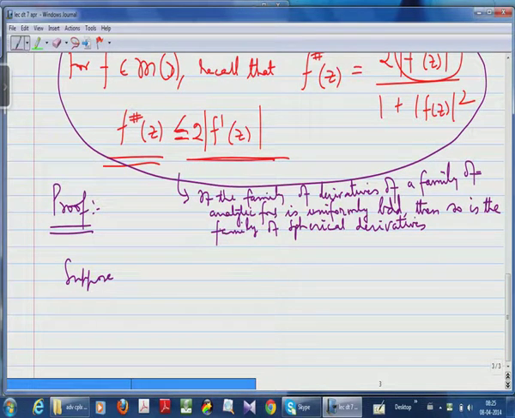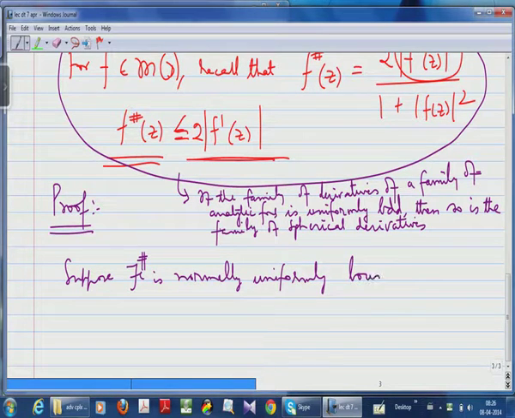So let's start this way. Suppose the family is normally uniformly bounded. What do I have to show? I have to show that it is normally sequentially compact. That means given any sequence in the family script f, you have to show that there is a convergent subsequence, right? Convergence in the sense of normal convergence, that is convergence on compact subsets. So that's what I have to do.